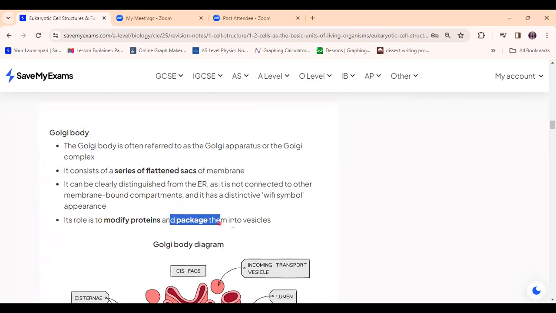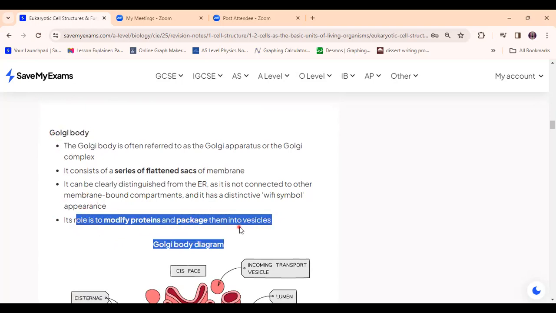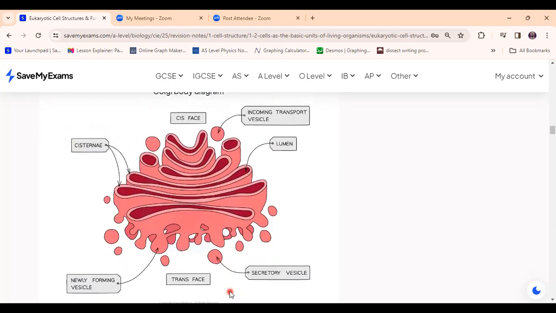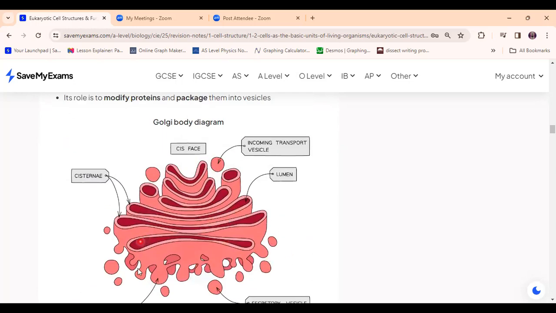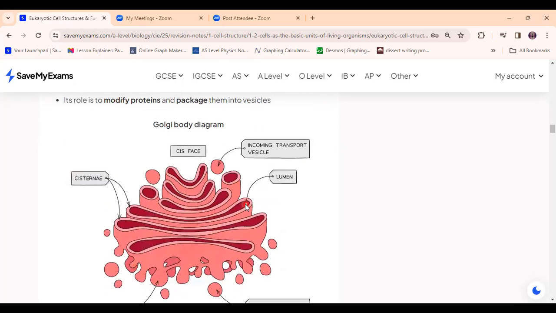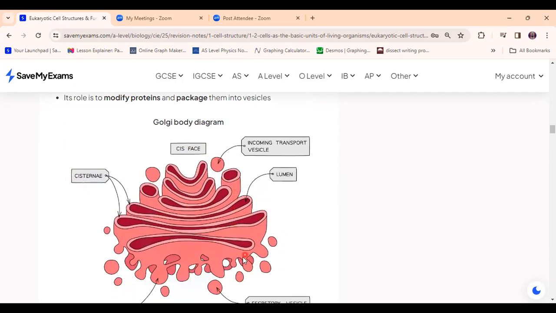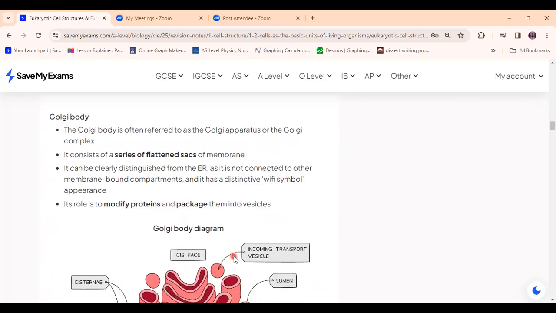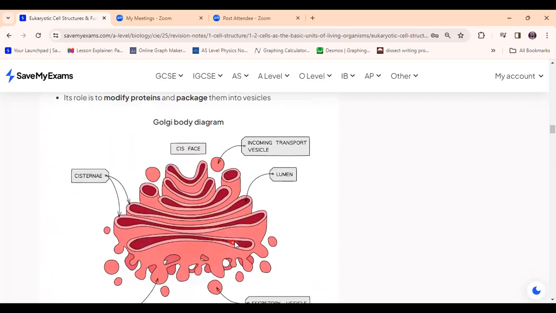Package them into vesicles is a very important phrase, and it is one that you should use when you are asked to describe the function and the role of the Golgi apparatus. Its role is to modify proteins and package them into vesicles. You see those vesicles forming, pinching off from the structure. They are packaging proteins after having them modified, for transport. And these are called cisternae.